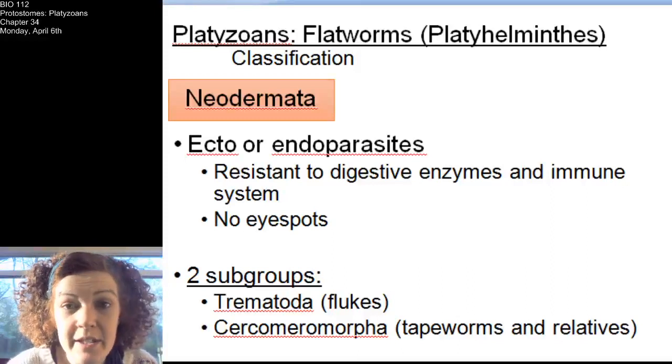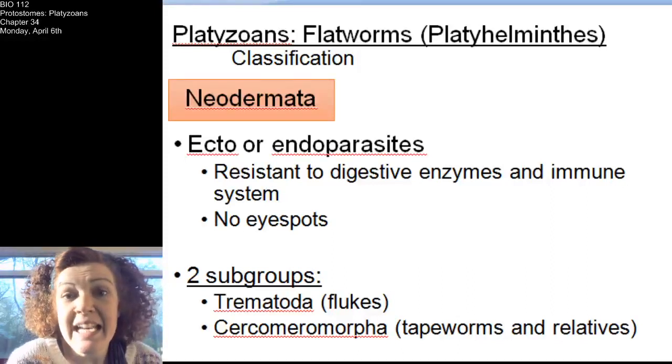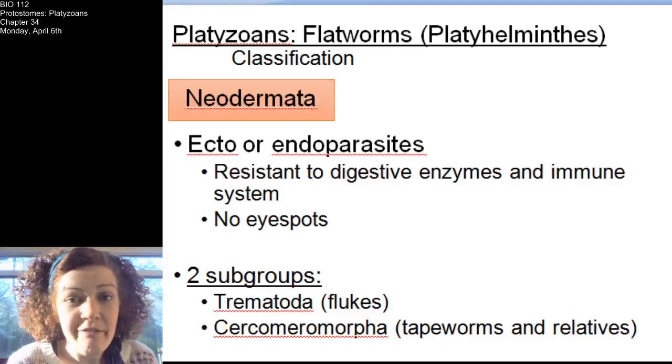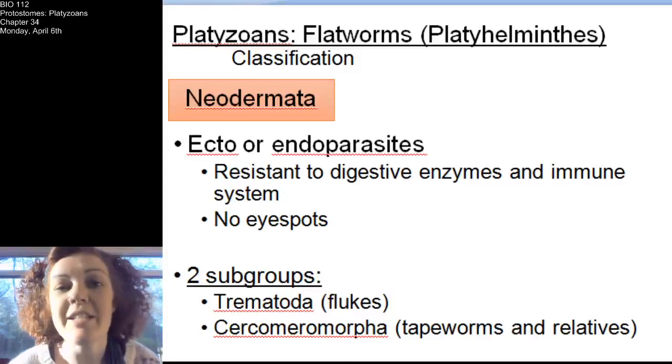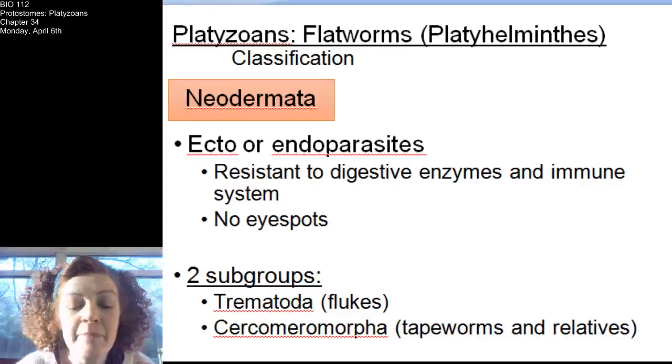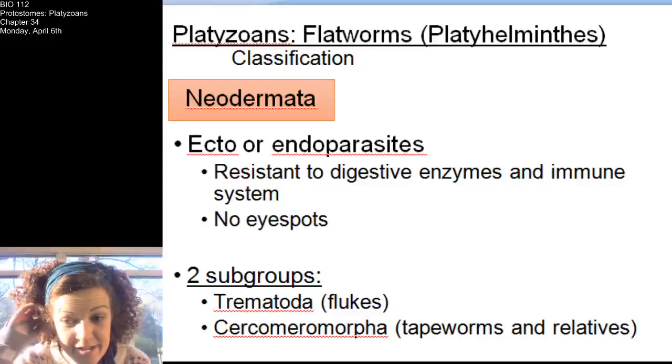Okay, these organisms, unlike the Turbellaria, don't have eye spots because they don't need to see. Trematodes and tapeworms, which are flatworms, don't need to see. So they don't have any eye spots.